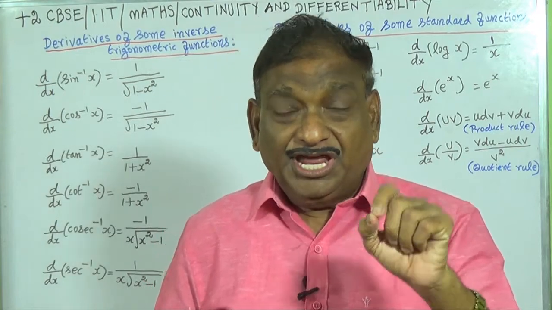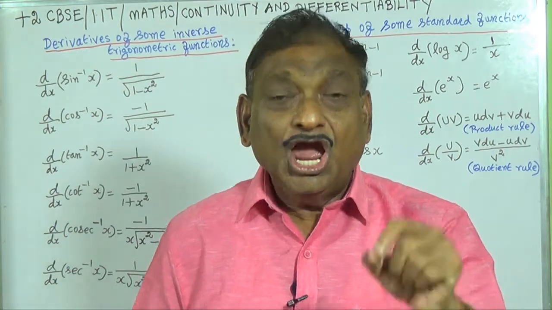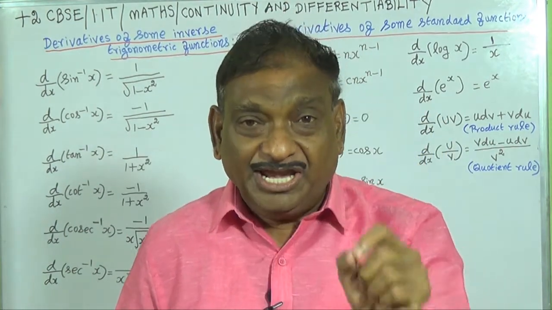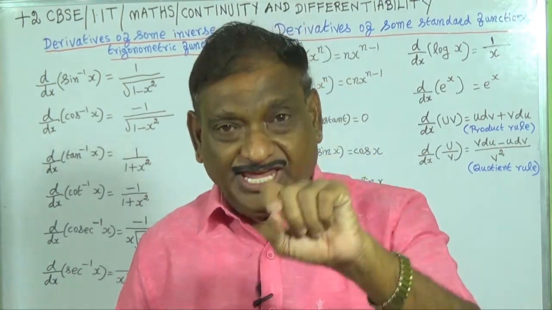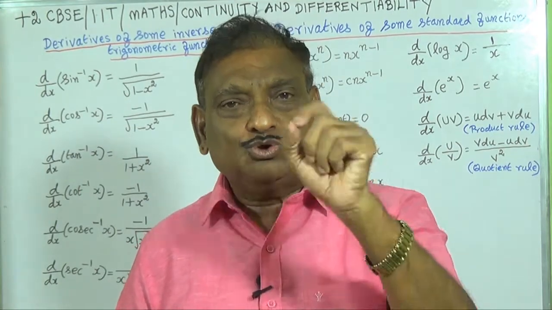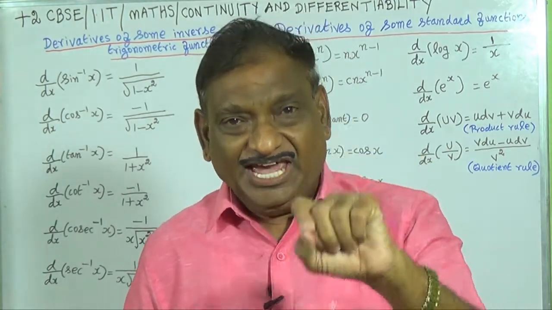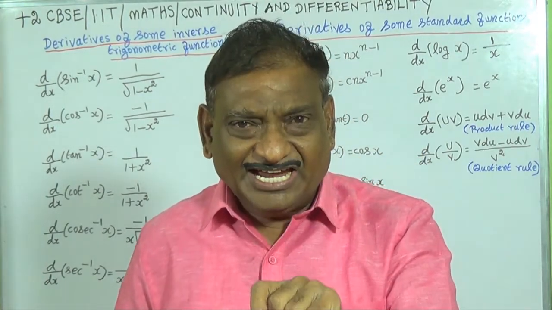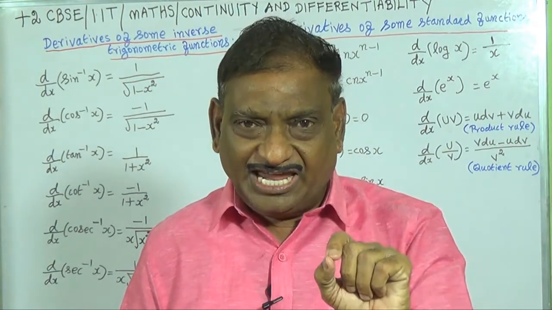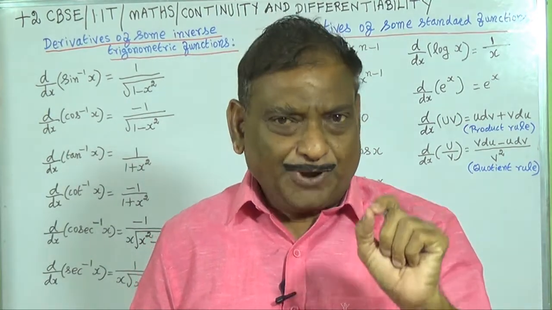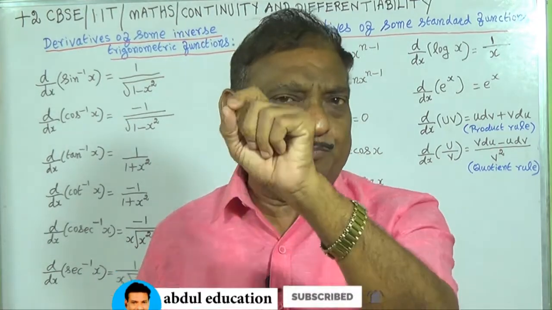On differentiating tan x, we will get secant square x. On differentiating cot x, we will get minus cosecant square x. On differentiating cosecant x, we will get minus cosecant x into cot x. On differentiating secant x, we will get secant x tan x. On differentiating log x, we will get 1 by x. On differentiating e to the power x, we will get the same e to the power x.